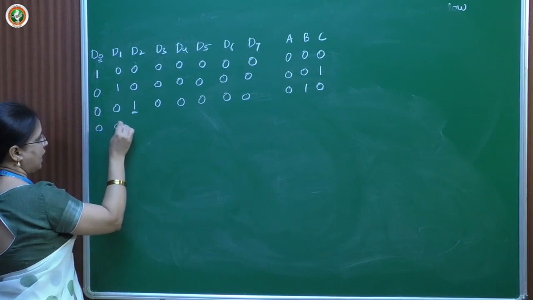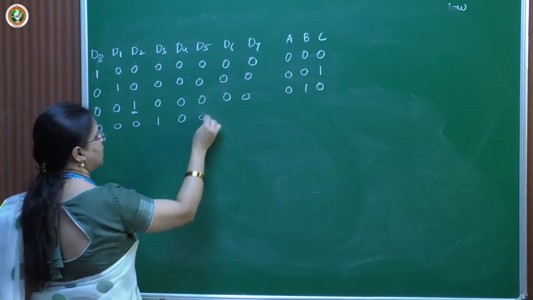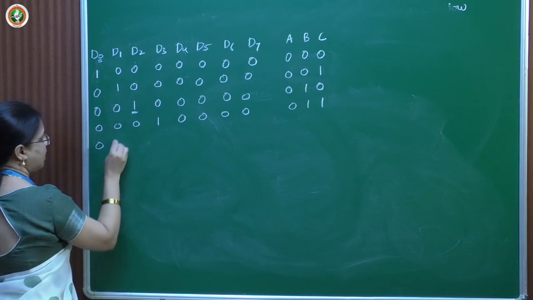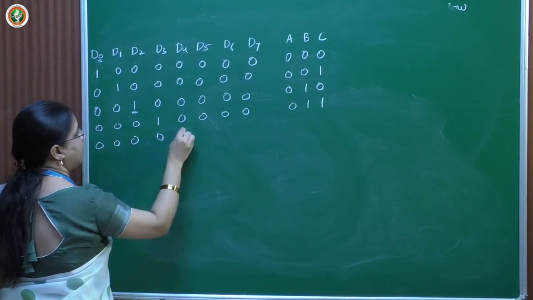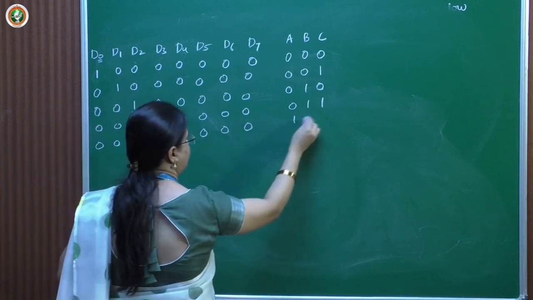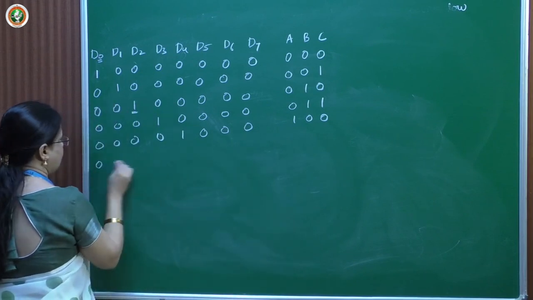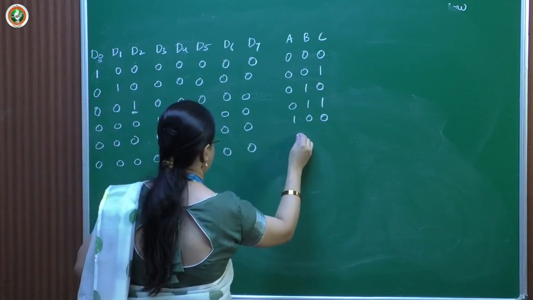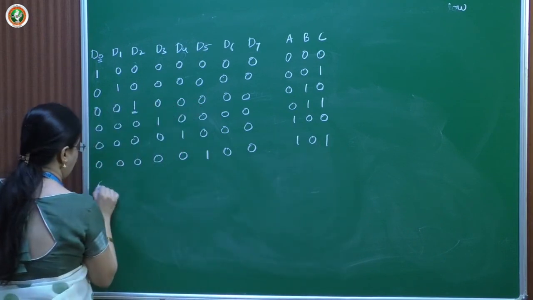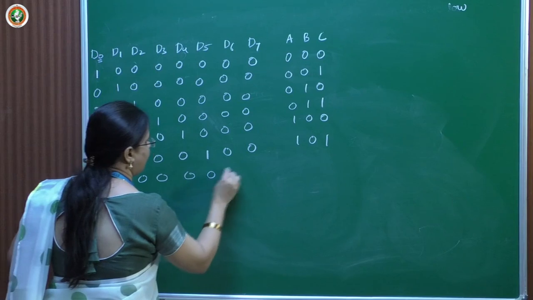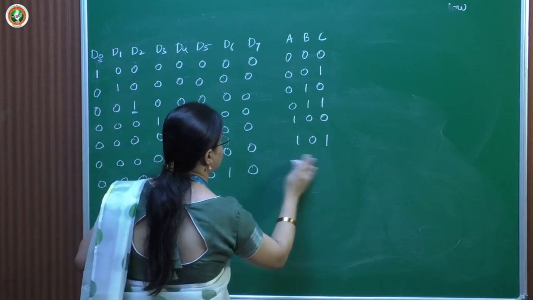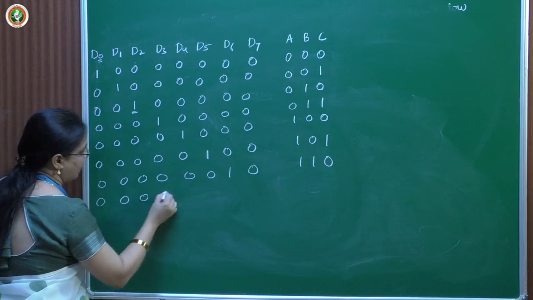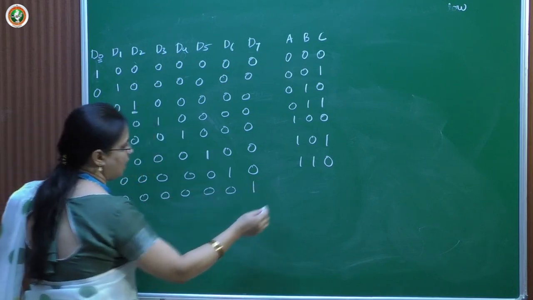So let us fill the table quickly. Octal 3 must be converted into binary 3, which is 011. The next entry is D4 is 1, and its binary equivalent is 100. Similarly, the next entry is D5 is 1, and the output is 101. Then D6 will be 110. Then finally the last row in the table, where D7 is 1 and the rest are zeros.